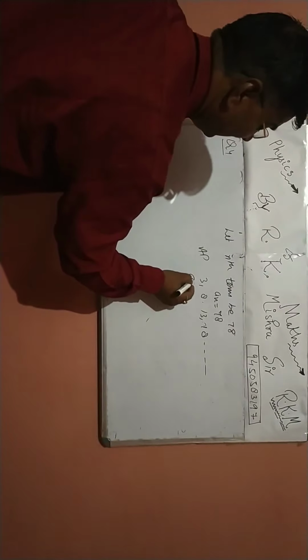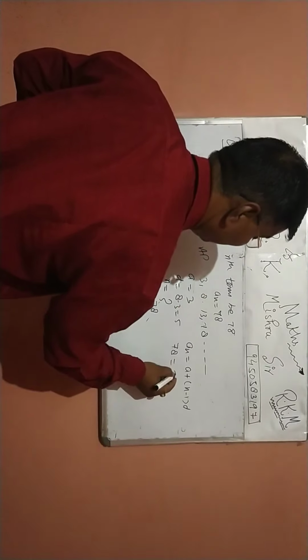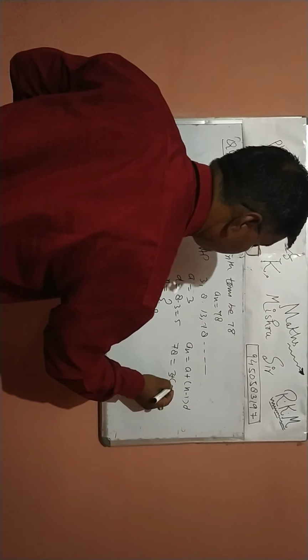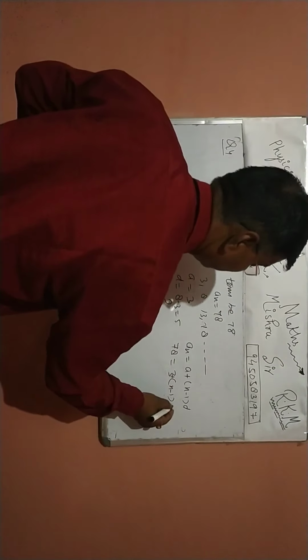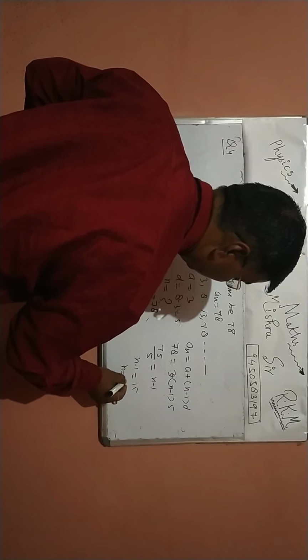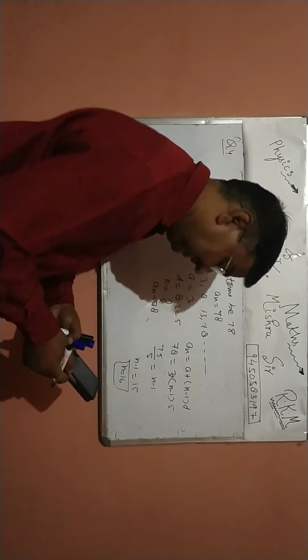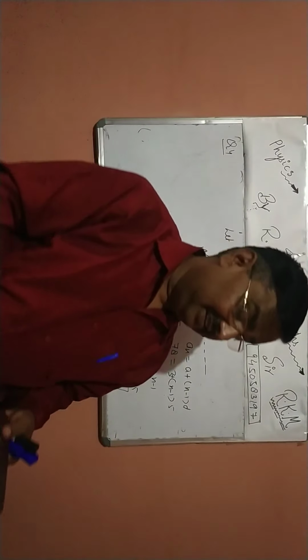Three things are given. You have to find n. an is equal to a plus n minus 1 into d. an is 78, a is 3 plus n minus 1, and d is 5. 75 upon 5 equals n minus 1, so n minus 1 is 15, and n is equal to 16. So in this way, by using all these things, you can solve all these questions.